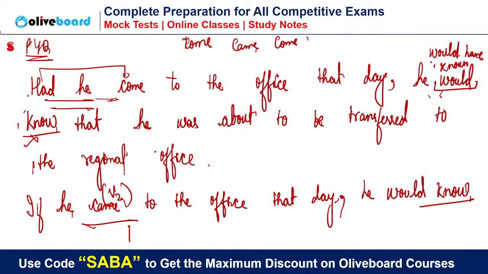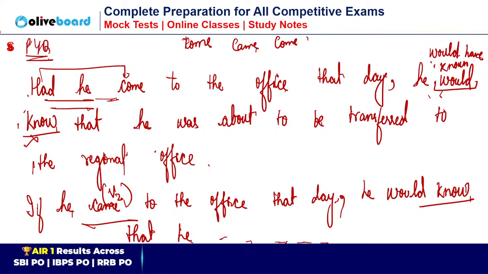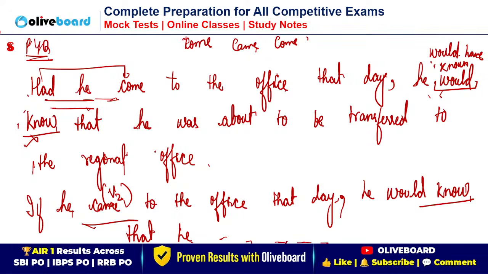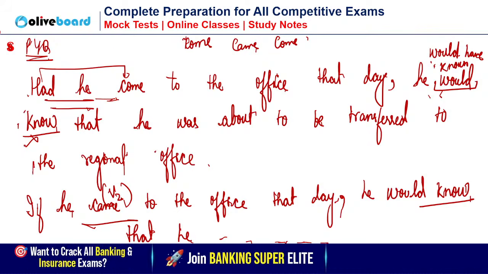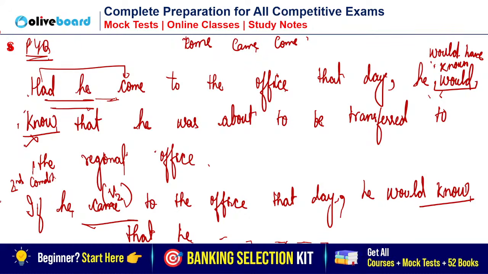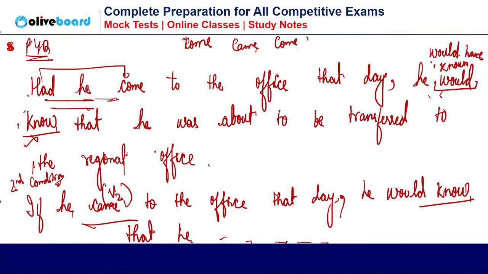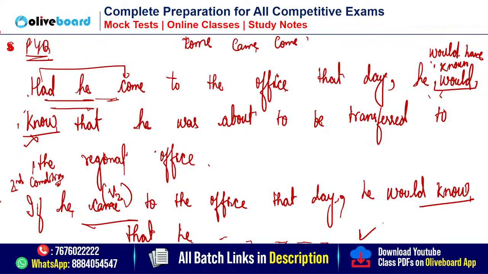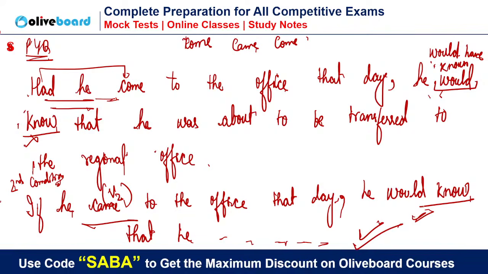Mehak, you joined in between, right? So please go through the entire recording. Without seeing the whole sentence, how are you finding the error? Is there any error in this sentence? I am saying that I am using the second condition, so everybody is saying had come, had come. So this is how you can write this sentence into the second condition: if he came to the office that day, he would know that he was about to be transferred.